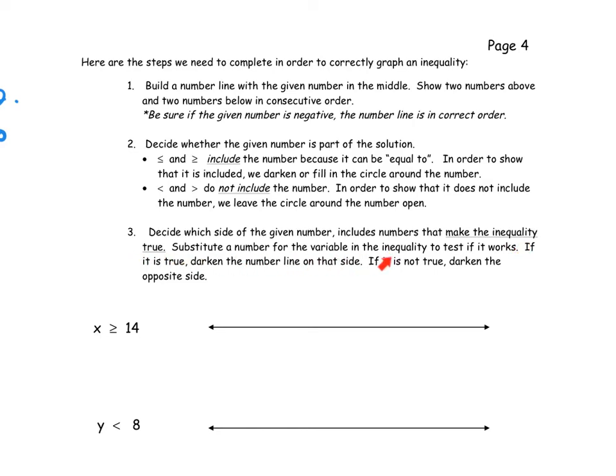And finally, step 3: decide which side of the given number includes numbers that make the inequality true. Substitute a number for the variable in the inequality to test if it works. If it's true, darken the number line on that side. If it's not true, darken the opposite side. So let's go ahead and try this.